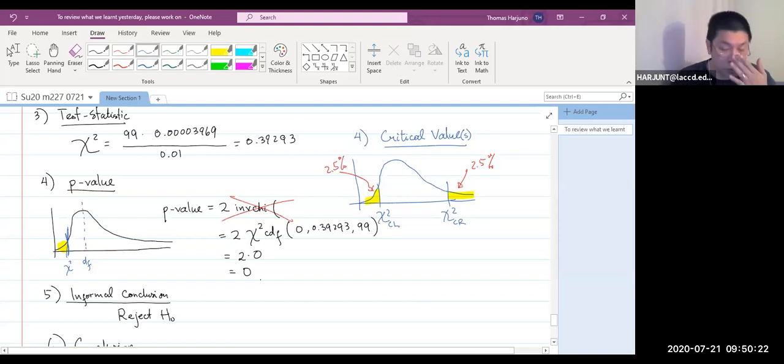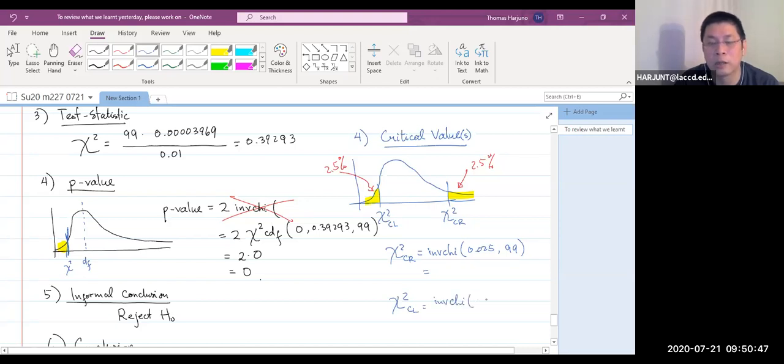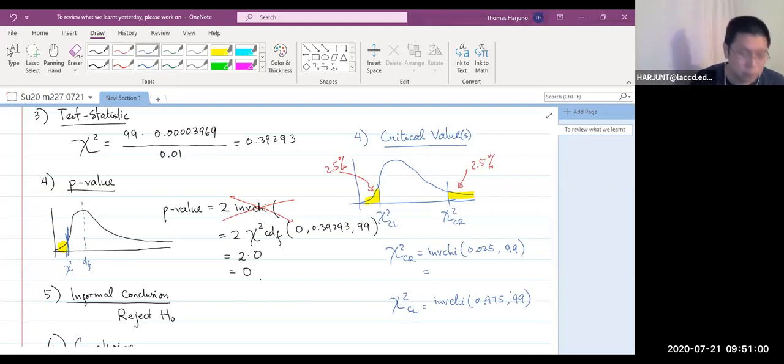Okay, now this is where we use the inverse chi. So chi-square critical right will be inverse chi. The area to the right is 0.025, degree of freedom 99. And chi-square critical left will be inverse chi 0.975, degree of freedom 99. Okay, let's use that. It will take some time though. I get 128.42199.